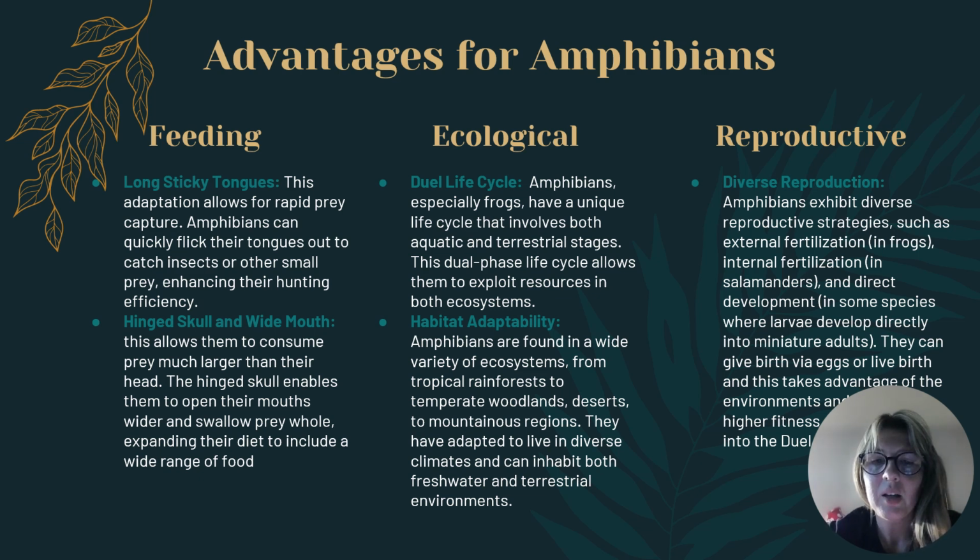Amphibians exhibit diverse reproduction strategies such as external fertilization in frogs, internal fertilization in salamanders, and direct development in some species where larvae develop directly into miniature adults. They can give birth via eggs or live birth, and again, this really allows them to take advantage of their environments and allows for higher fitness, which leads into that dual life cycle that was previously mentioned.